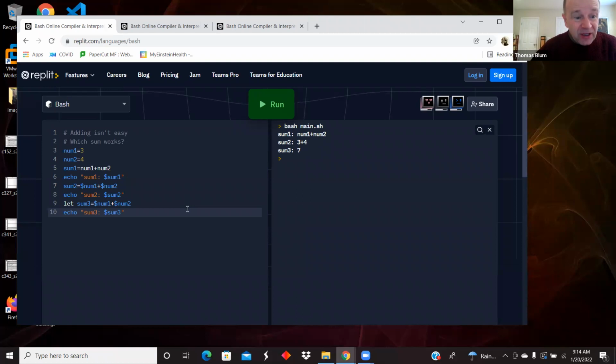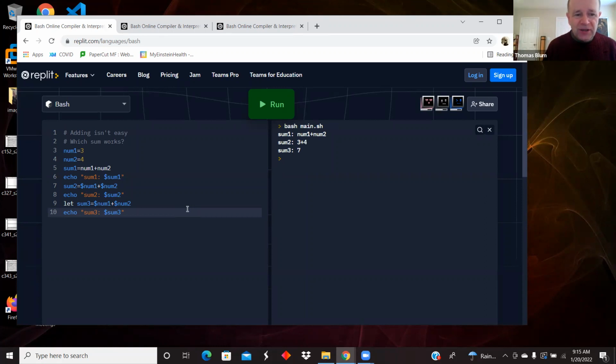In line 7, we have a new variable, sum2, and again, no $ sign there because we're assigning it, and no spaces around the equal because we're assigning it. And this time we got smarter and we said $num1 and $num2. So we want to work with the values. But it took the 3 and the plus and the 4 and treated them all as strings, and then gave us that sum2 was 3 plus 4. So it's got a preference for working with strings, and so it just did concatenation.